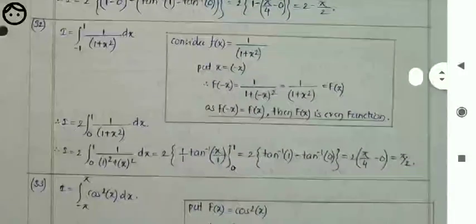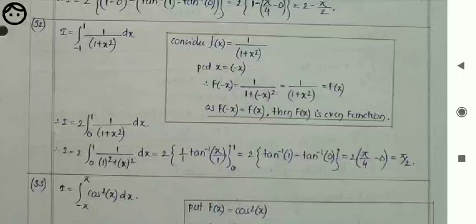Integration minus 1 to 1, 1 upon 1. The earlier problem was x square upon 1 plus x square. This is 1 upon 1 plus x square. Now the limit is minus 1 to 1, resembles to minus a to a. Rule number 3. चलो, f of x को identify करो whether it is even or odd. So it is, what is f of x? 1 upon 1 plus x square. Put x की जगह पे minus x.